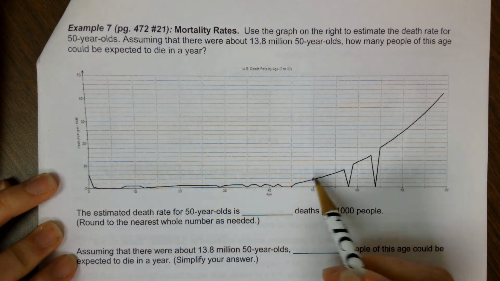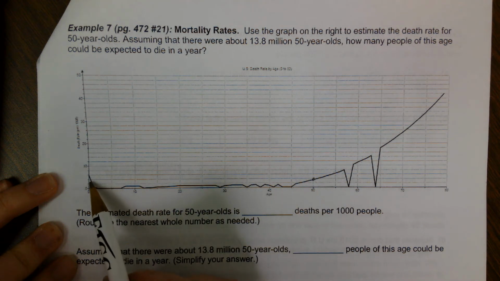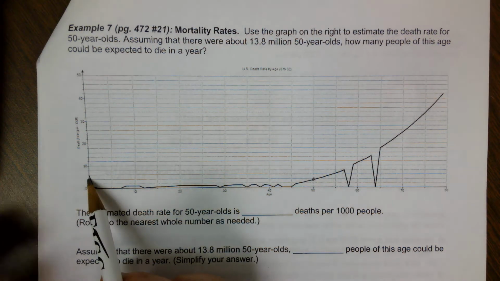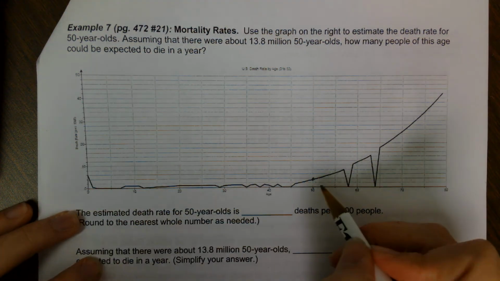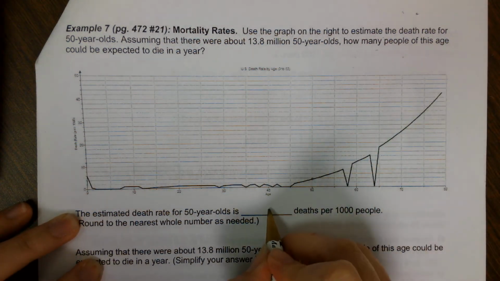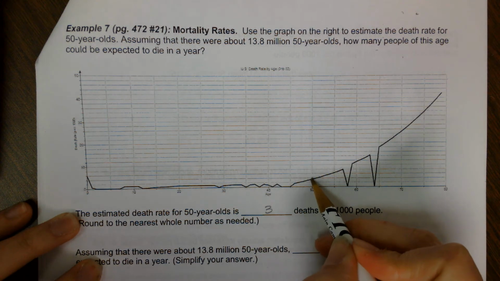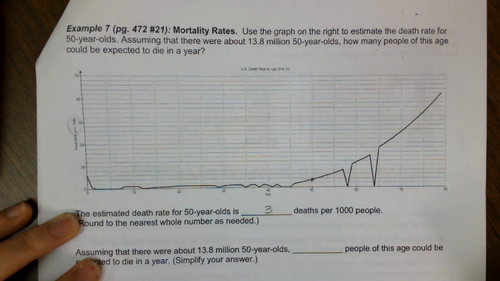So we're going to estimate that it is just under this line, which is 2, 4, 6, 10. So this is just under 4. So each of these are 4. This looks to be about halfway up between the 2 and the 4, so we'll say it's 3. Okay, so this is 3 deaths per 1,000 people. That's what the unit says here.